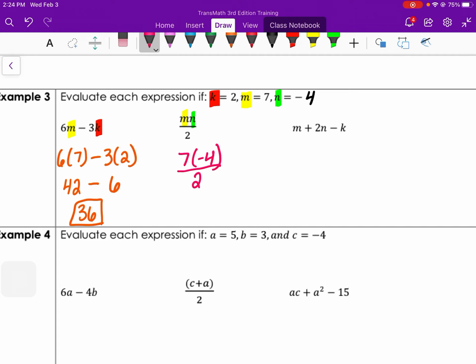So this means 7 times -4 divided by 2. So this means M times N, and then divided by 2. So -4 times +7 would be -28, and then -28 divided by 2 would be -14.